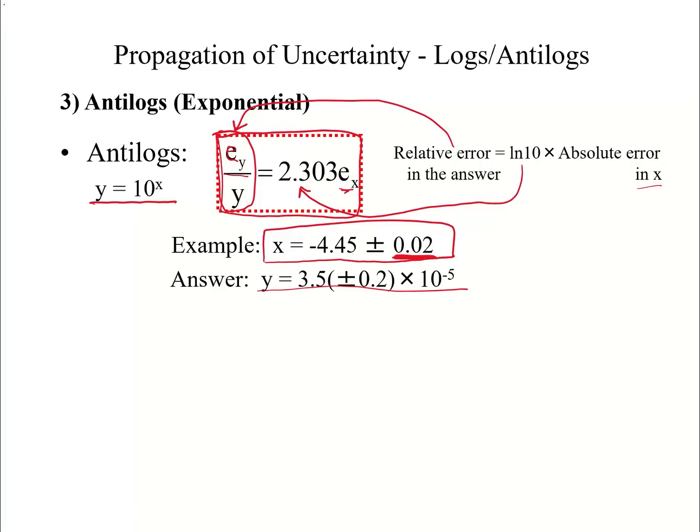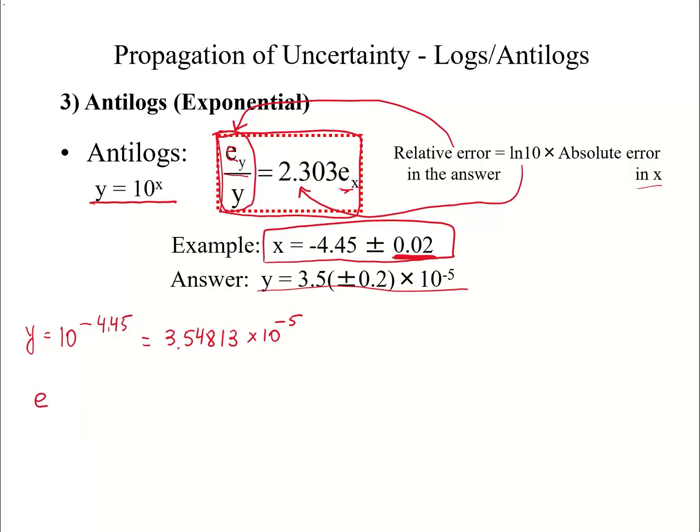First of all, I need to calculate my y, 10 to the negative 4.45. This gives me the following value, 3.548. I'm going to keep all my digits without rounding them, and then we'll decide how many sig figs I need in my answer. So 13 times 10 to the negative fifth. How many sig figs should I report, and what is the uncertainty? Where is the uncertainty in y? Let's start by calculating the relative uncertainty, or relative error.